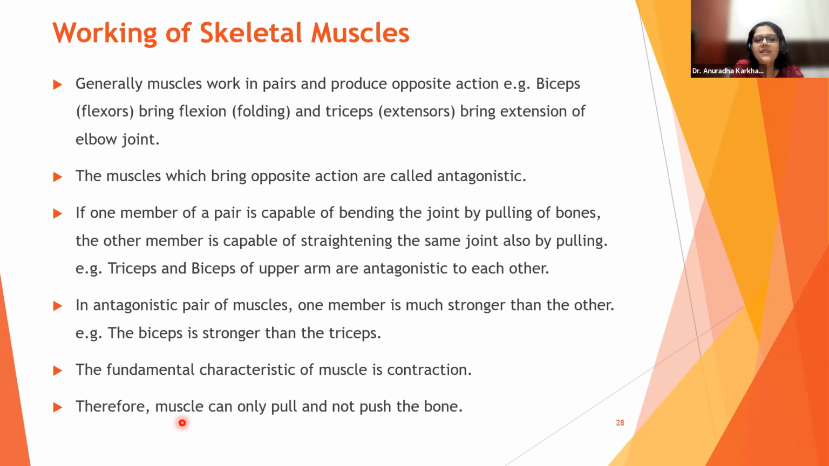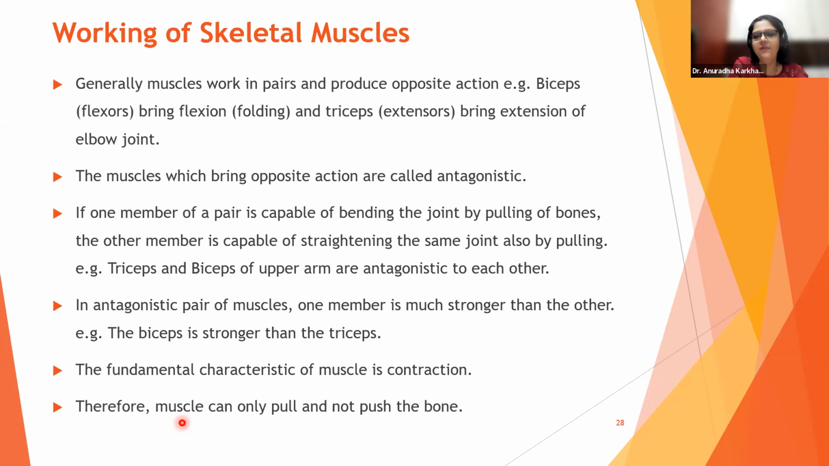Example, triceps and biceps of upper arm are antagonistic to each other. In antagonistic pair of muscles, one member is much stronger than the other. For example, the biceps are stronger than the triceps. The fundamental characteristic of muscle, of course, is contraction. Therefore, muscles can only pull and not push the bone. Remember this. Muscles can only pull the bone and not push the bone.